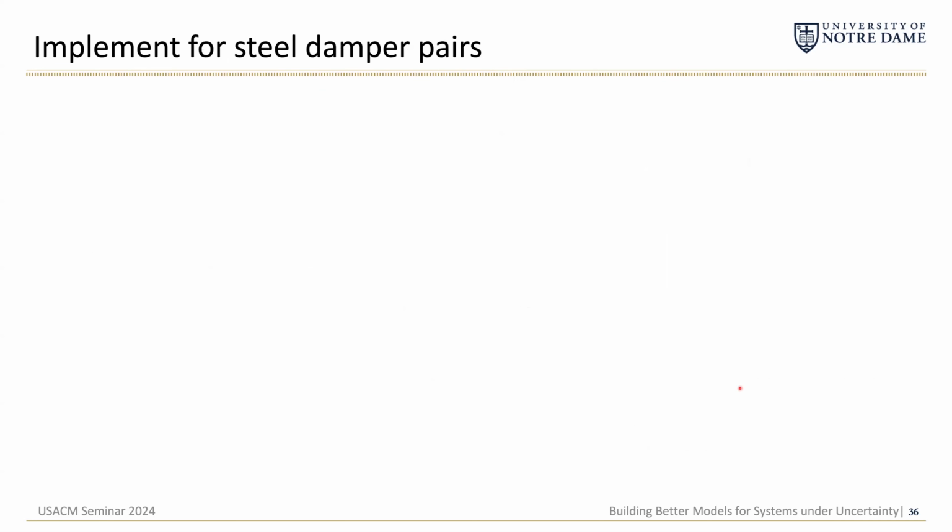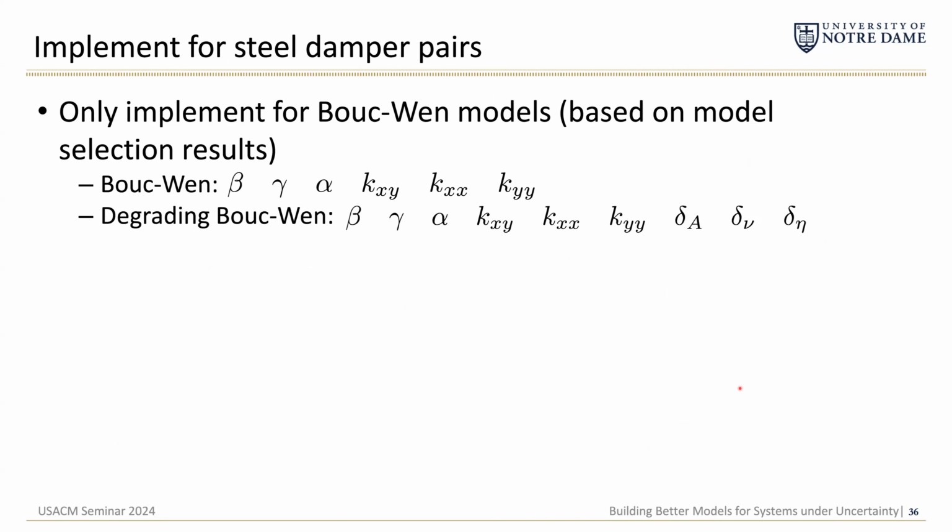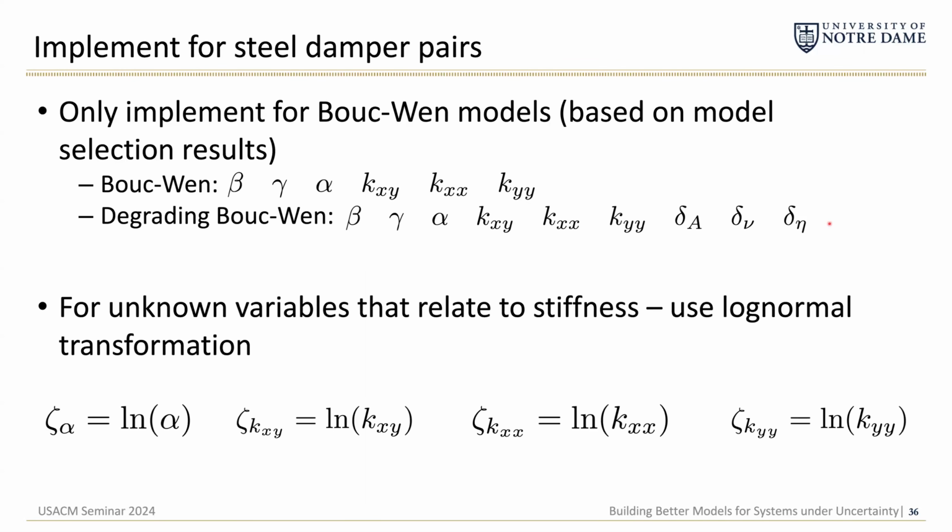So we want to implement this for our steel damper pairs, and we're only going to implement it in this case for the Bouc-Wen models, because based on our model selection results, those were clearly the most likely or most probable models. For instance, if we did a Bouc-Wen model standard, we'd have 6 parameters we'd be considering. For the degrading, we'd have 9, because we have these additional 3 degradation-related parameters. And importantly, for our unknown variables that relate to stiffness, that would be here alpha, our post-yield stiffness ratio, and then our 3 stiffness parameters, we're going to have to use a log normal transformation because we want to ensure that we're never going to get a negative value for these parameters.